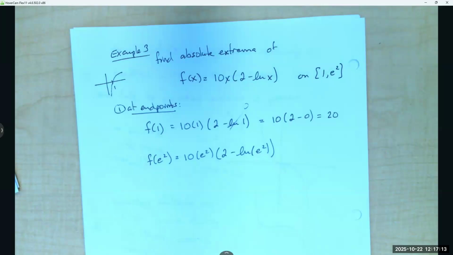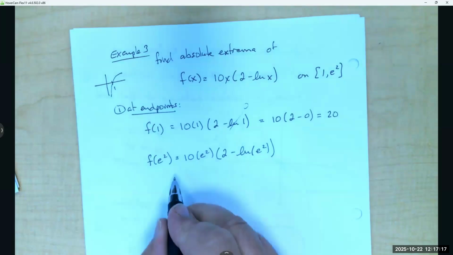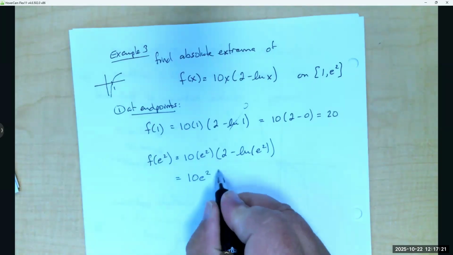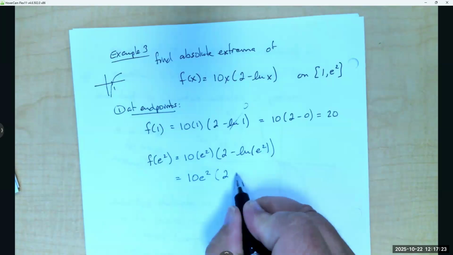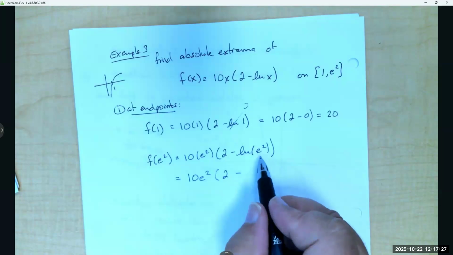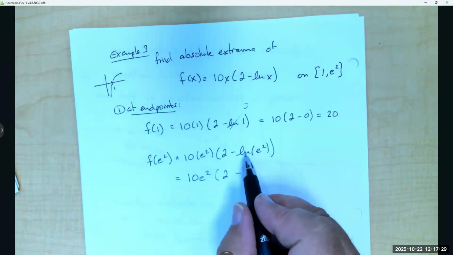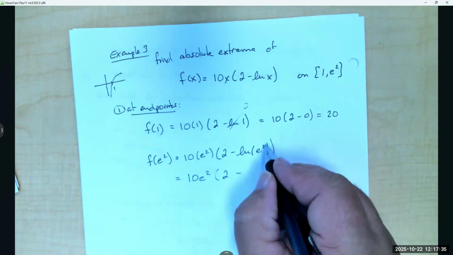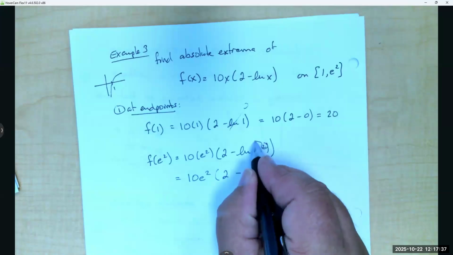It looks ugly, doesn't it? You think you need a calculator. You don't. So we have 10 e squared. What's the rule about natural logs? Whenever you have a logarithmic function and it has an exponent, that exponent goes out in front.